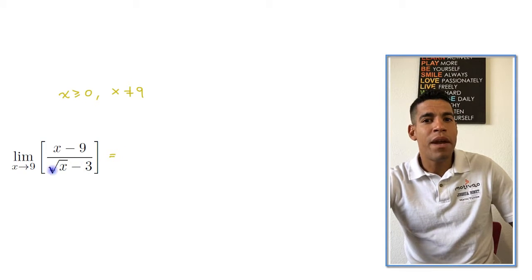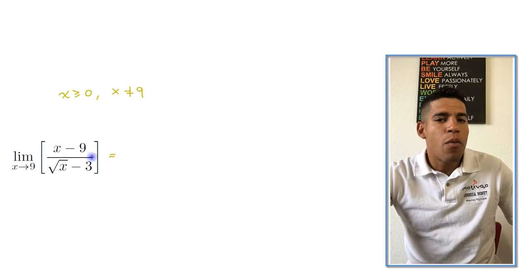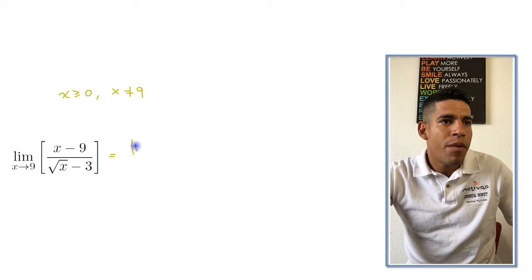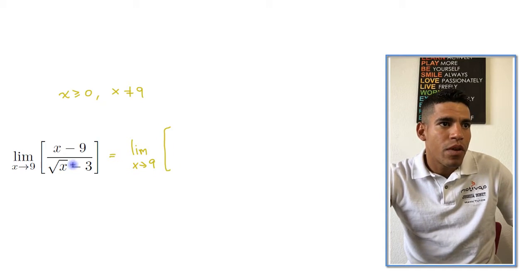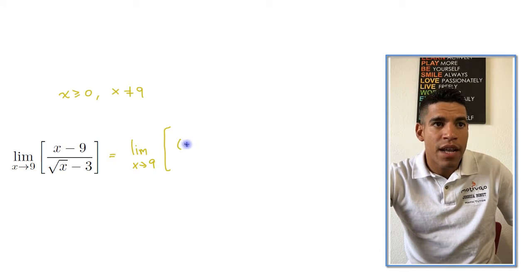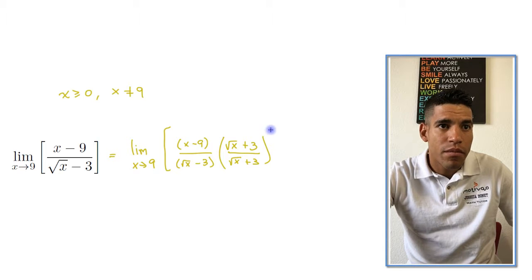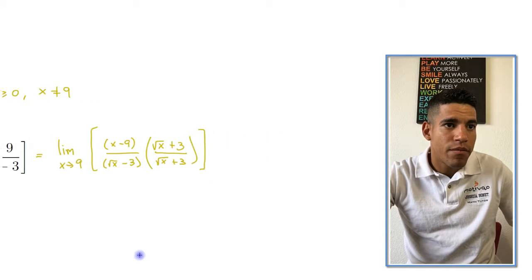So now let's manipulate this to be able to cancel something, because we need to cancel something. So what can we do? Well, if you remember in pre-calc, we multiply by the conjugate of the denominator. So we have x minus 9 over square root of x minus 3, and then square root of x plus 3 over square root of x plus 3. Okay?